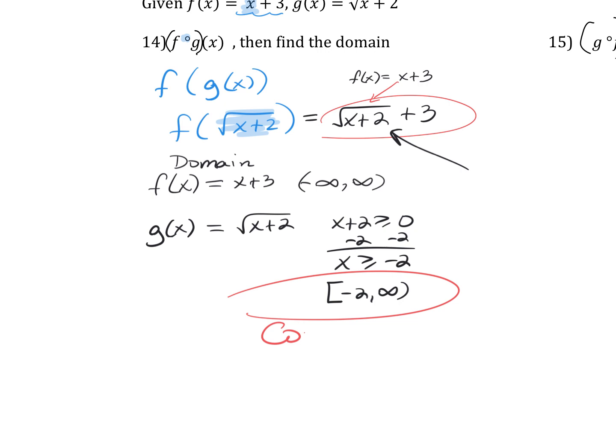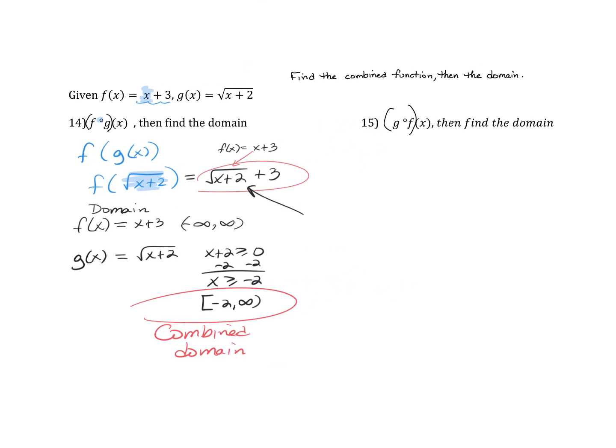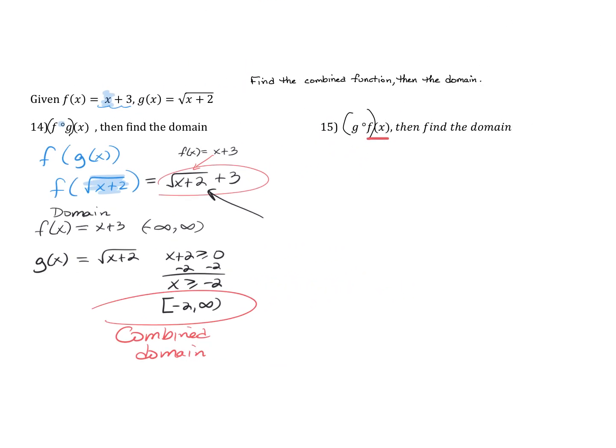So this is the combined domain, which is also the domain of the input. Sometimes it ends up being just the input domain. Maybe the combined function won't have any restriction. All right, then 15. Now it's in reverse. This time my input function is the f of x function.